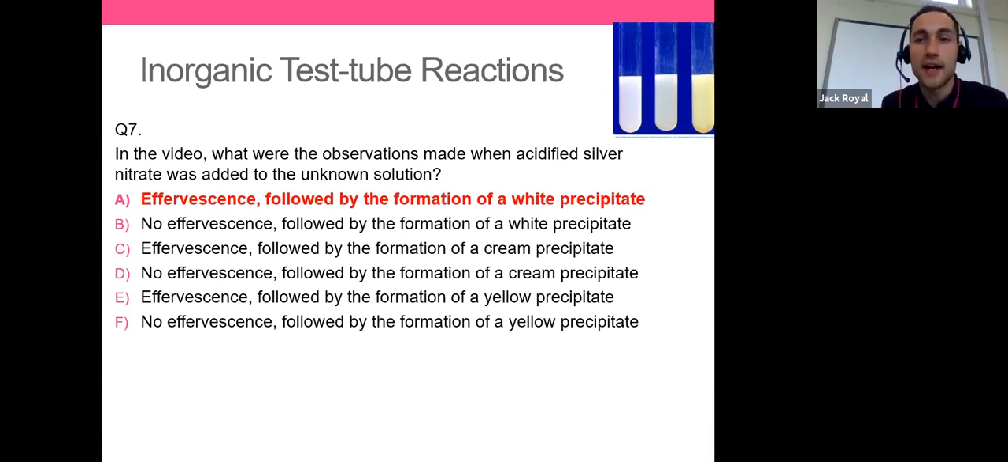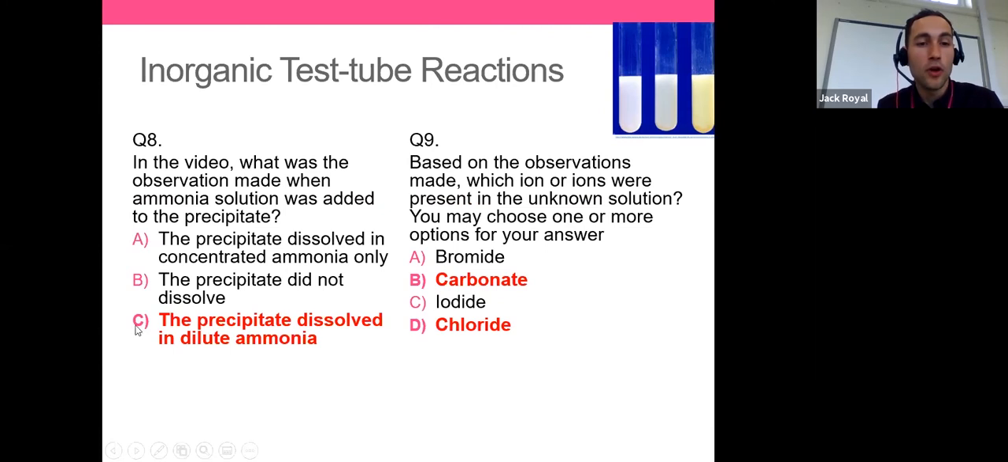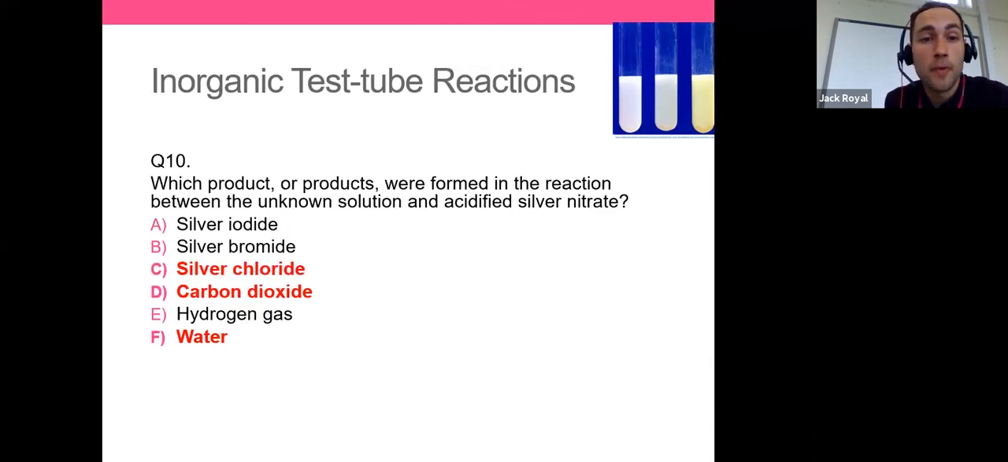And then 8 and 9, the precipitate dissolved in dilute ammonia, and so the two ions that were present were carbonate and chloride. So really well done if you managed to deduce that or work that out. Again, I'll share this PowerPoint with you so you can look through those answers a little more later on. We've just got a couple of minutes left, so I'm going to read out your questions.